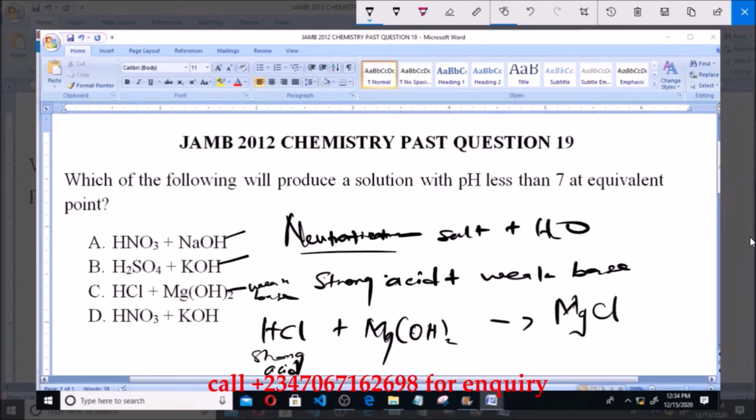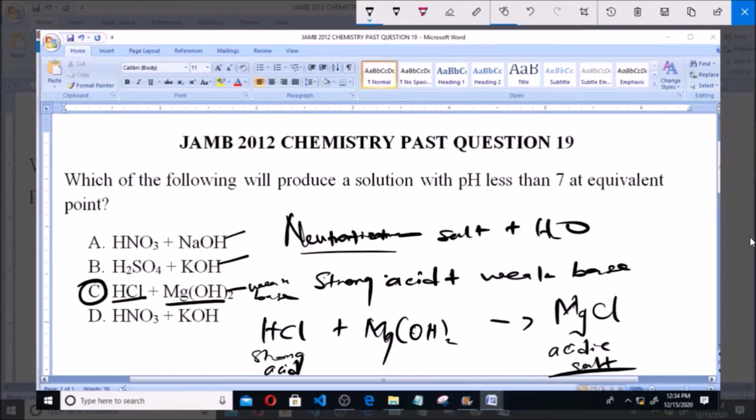Magnesium chloride, which is a what? An acidic salt. So therefore the resulting solution of this reaction, which is magnesium chloride, will have a pH less than 7 because it is an acidic salt. So the answer to this question is option C, HCl, hydrochloric acid plus magnesium hydroxide, because this is a strong acid and this is a weak base.